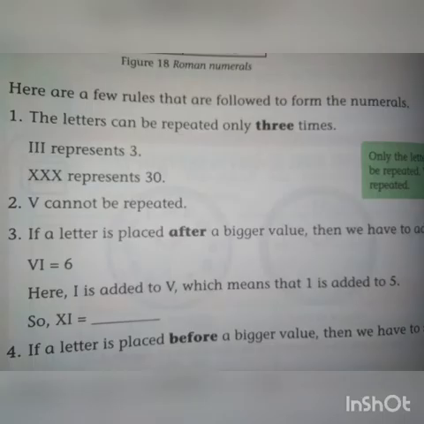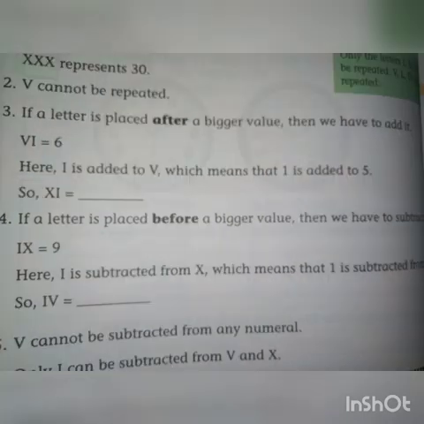For this, we have to follow a few rules to write the numbers from 1 to 1000. Look at the rules, children. The letters can be repeated only 3 times. For example, for the number 3, letter I is used 3 times only, not more than 3 times. Like that, for 30, X is used 3 times, not more than 3 times. Second rule is V cannot be repeated. We should not use letter V as a Roman numeral more than one time.